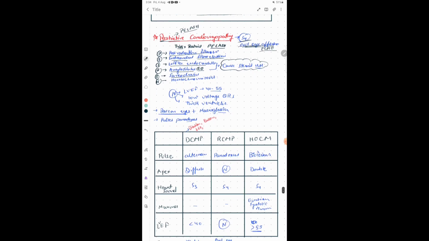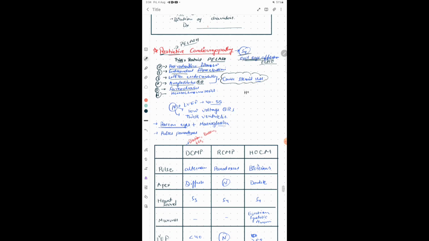We have also learned HOCM. In HOCM the outflow is narrow, so the blood flow is more, giving an ejection systolic murmur and increased left ventricular ejection fraction. In DCM there is dilatation, so it decreases, but in the restrictive type it is normal. In this there is low voltage QRS and thick ventricles, as restriction applied more and more leads to thick ventricles.